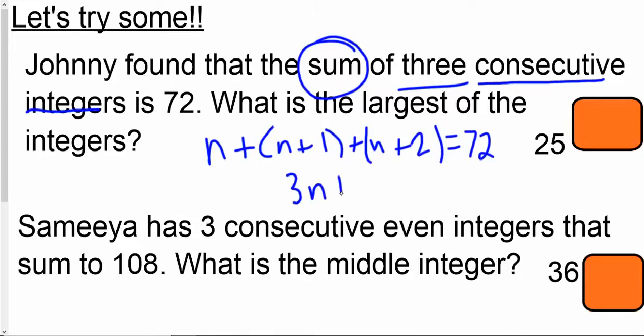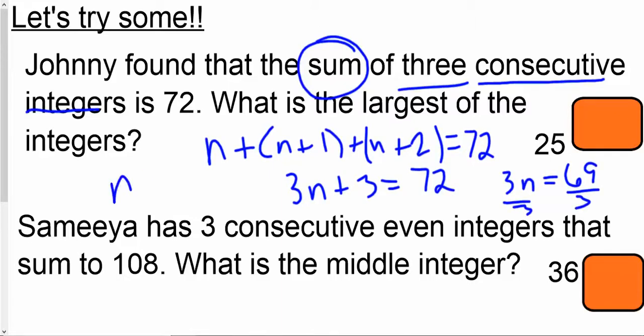This gives us 3n plus 3 equals 72. Subtract the 3 from both sides, and we get 3n equals 69. Divide by 3, and this gives us n is 23. So now we go back and ask ourselves, what is this question asking? Well, it wants the largest of the integers. So this is the smallest one. So this is 23, 24. The largest would be 25.